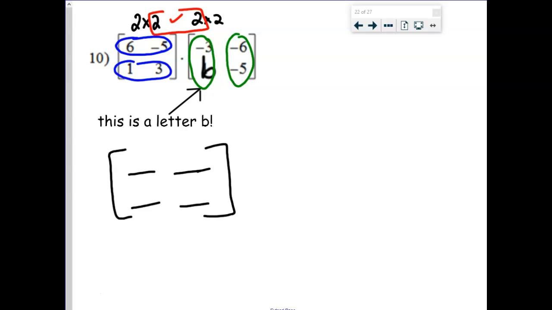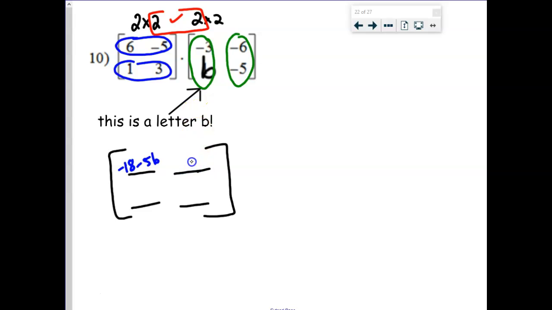Alrighty, here we go. So this first position, this is row 1, column 1. So you're taking row 1 and column 1. Here we go. -18, and then minus 5b. You can say plus -5b, but that's also minus 5b. Whew. So that was row 1, column 1.